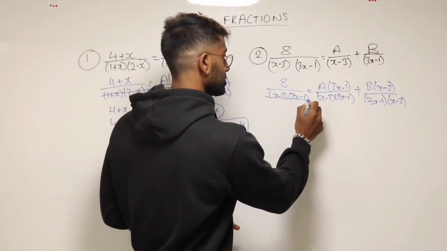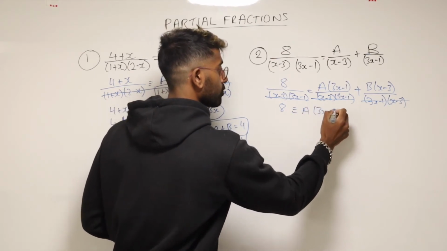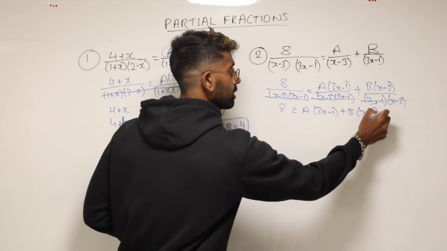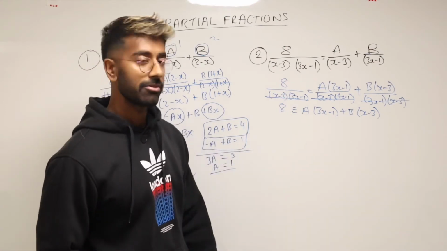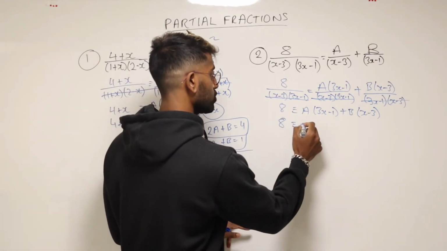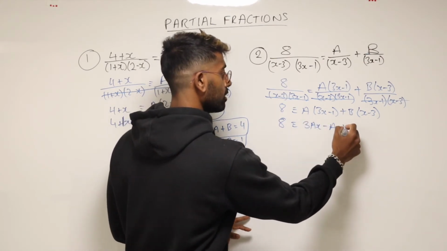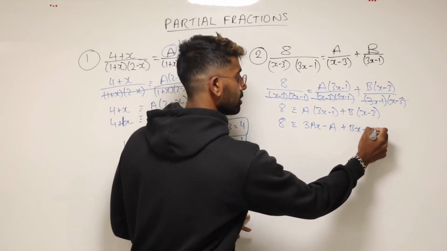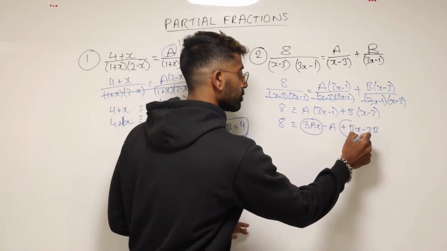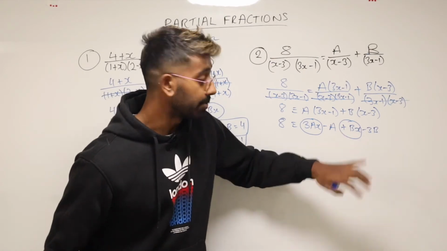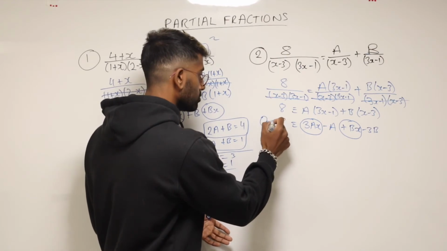So now because the denominators are the same, we'll just get rid of those and focus on the tops. So a times 3x minus 1 plus b times x minus 3. So what we'll do now, expand everything on the right hand side. So 8 should be the same as 3ax minus a plus bx minus 3b. So again, let me just ring the x terms here. We've got 3ax and then plus bx. But on this side, there's no x's. So this is the same as saying, well, 0x.